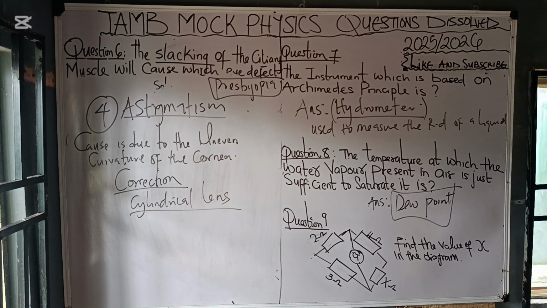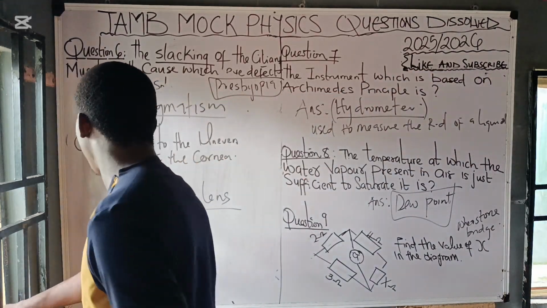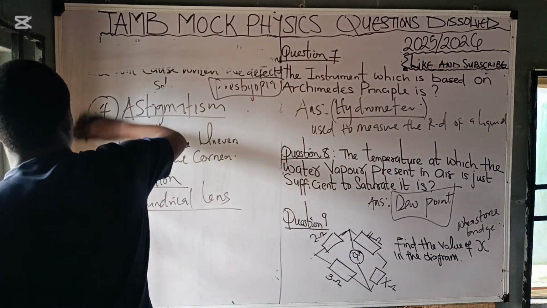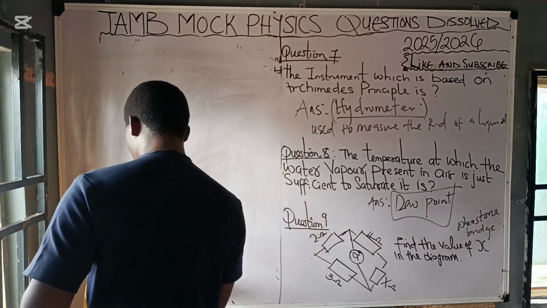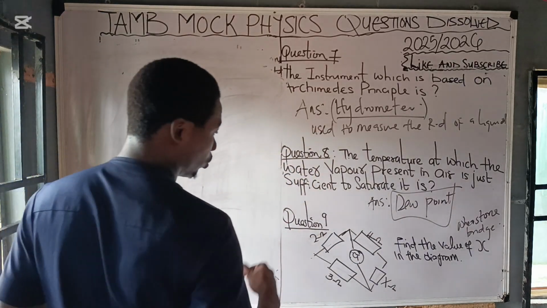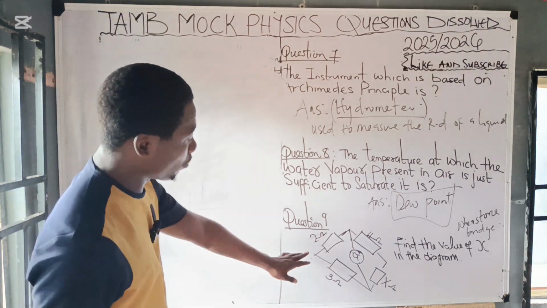Question number 9 is based on the Wheatstone bridge. How is it calculated? Very easy. We'll calculate it this way. Let's create a space to solve the question. Now, this is a Wheatstone bridge.